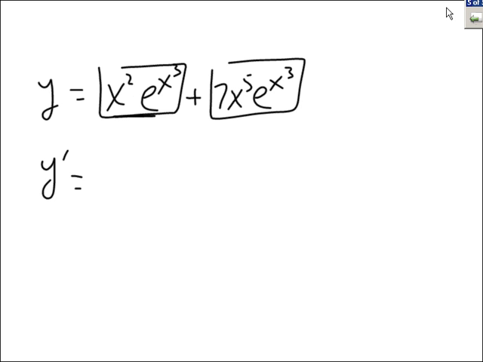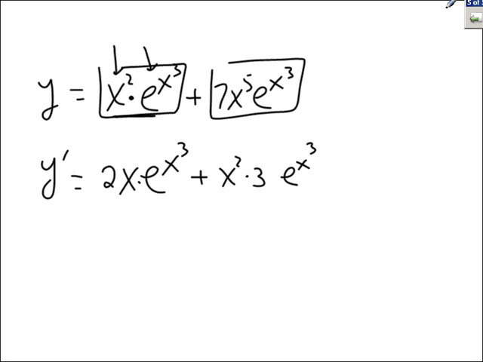But the first is the product. It's x squared times e to the x cubed. So, again, I call x squared the first and e to the x cubed the second. The derivative of the first times the second plus the first times the derivative of the second. The derivative of e to the x cubed is e to the x cubed times the derivative of x cubed, which is 3x squared. That part is done.